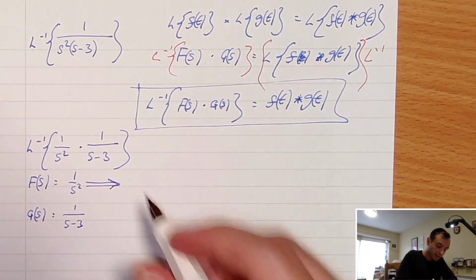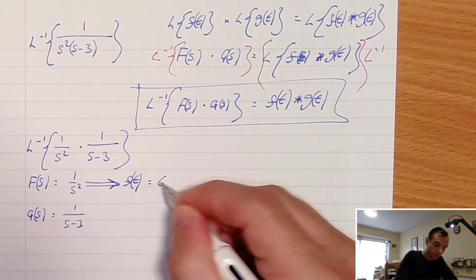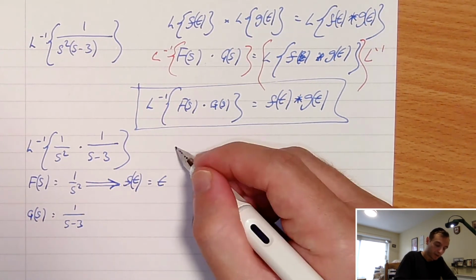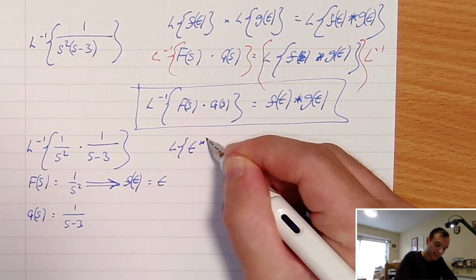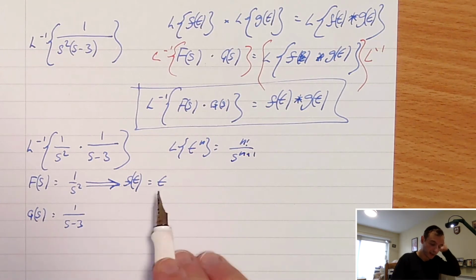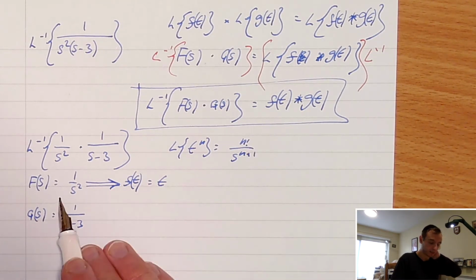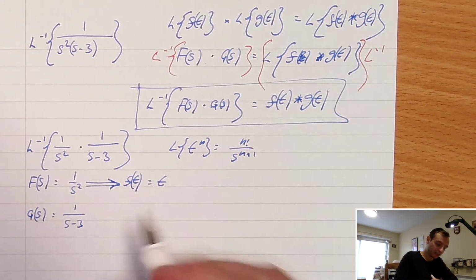Now, that implies that f(t), taking the inverse Laplace transform of 1 on s squared, is going to equal t. Why? Because the forward Laplace transform of t to the n equals n factorial on s to the n plus 1. So t to the power of 1 is going to be 1 on s to the 1 plus 1, 1 on s squared, which is what we have here, so I know that f(t) equals t.